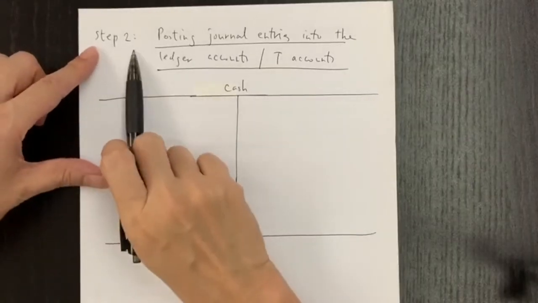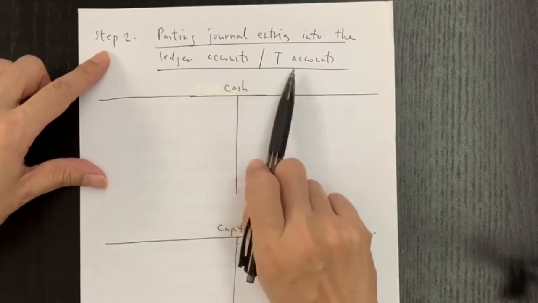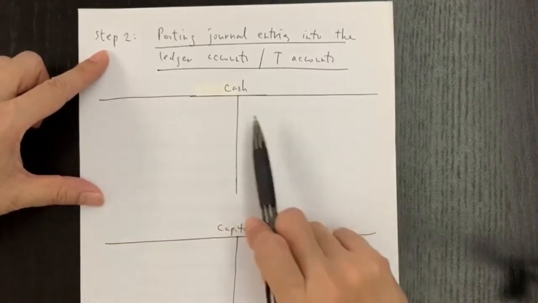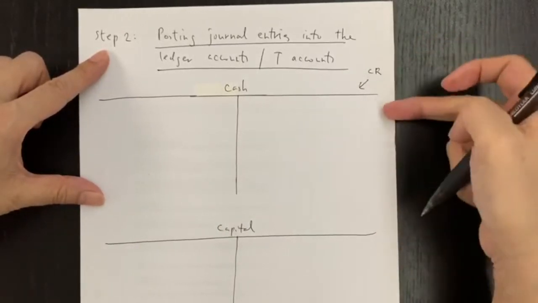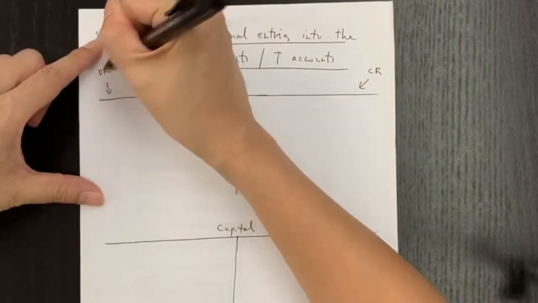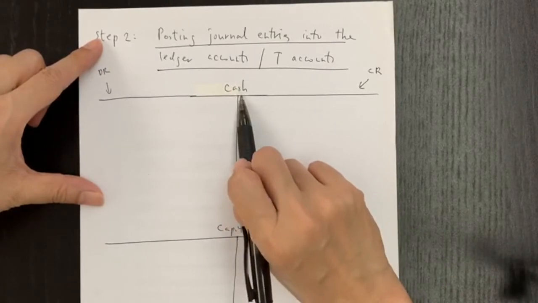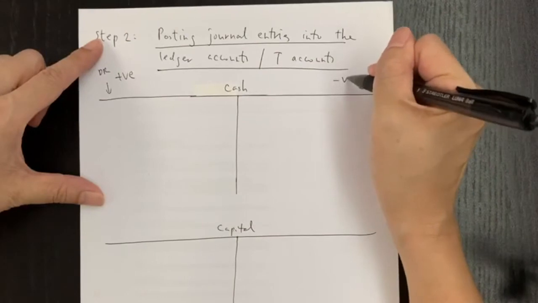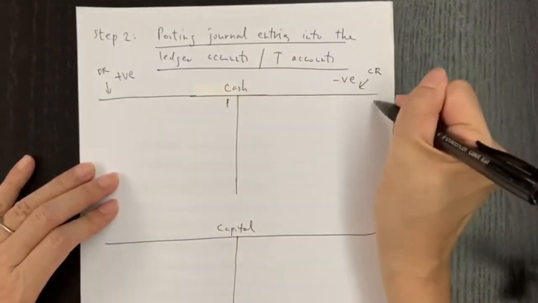Here we have step number 2, which is posting journal entries into the ledger accounts or the T account. You can see this is a cash account, and this is a T. All right, so this is the left-hand side, the debit side, and this is the right-hand side, the credit side. However, what about cash? Which side is positive for cash? The debit side is positive. However, here is negative. All right, I'm going to do posting.